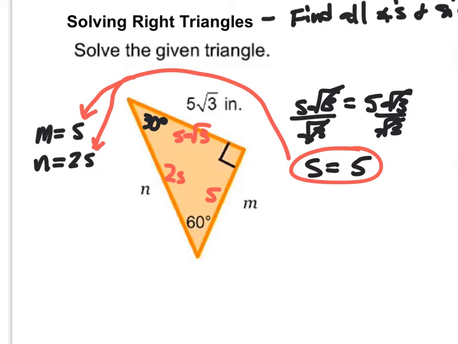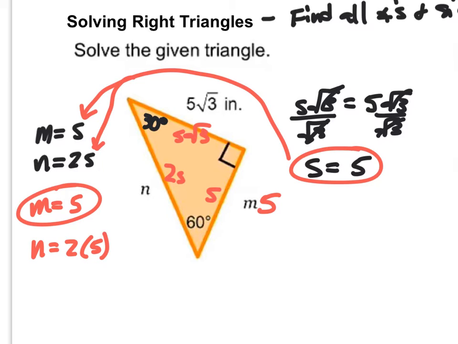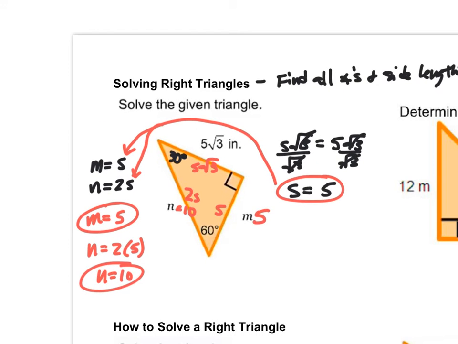So I find out that m is equal to just 5. Okay, so this is a length of 5. All right, and then I find that n is equal to 2 times 5, which is going to give me a value of 10. All right, so this is a value of 10, and that's all I'm doing. So you don't have to use the Pythagorean theorem. You can if you want, but sometimes it won't help, okay?